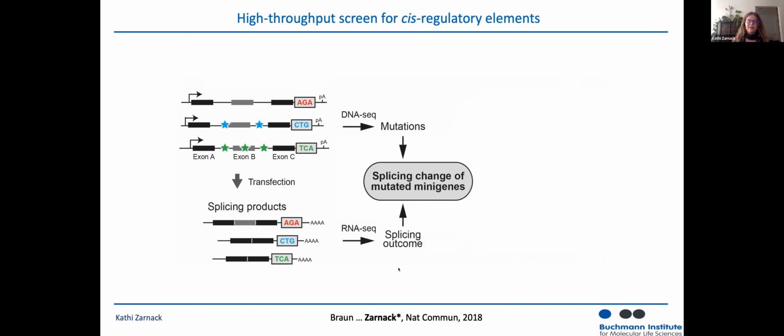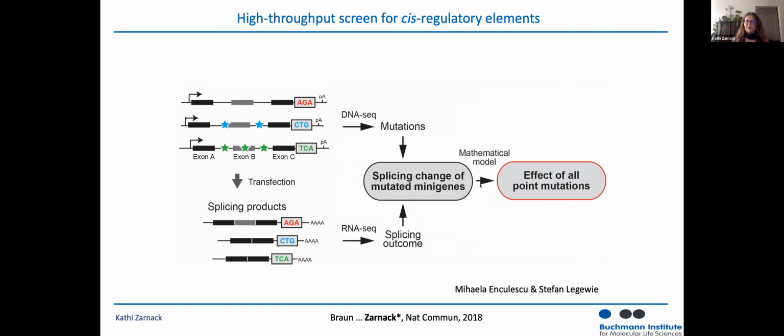So, by bringing this information together, we can now know, for each of the mini genes that we had in our library, the splicing outcome that we get in response to these particular mutations. But as you can see here, we have sets of mutations in each mini gene. And so for this, we teamed up with Stefan Legewie, and in his group, they developed a mathematical model which actually allows us to take apart these mini-gene effects and estimate the effect of the individual point mutations on CD19 splicing.